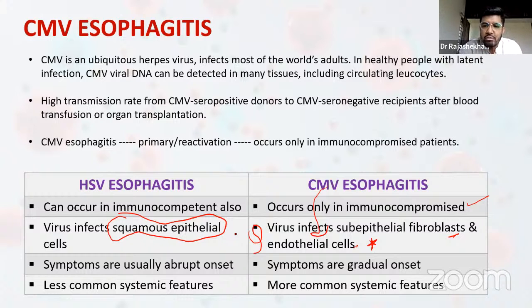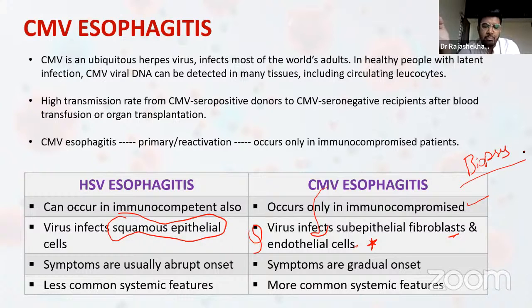Why is this important? Because in taking a biopsy, you need to be very, very careful. To rule out CMV esophagitis, you need to take deeper biopsies rather than for herpes simplex. Sometimes a patient may have a co-infection with both herpes simplex and CMV, especially in a case of HIV.